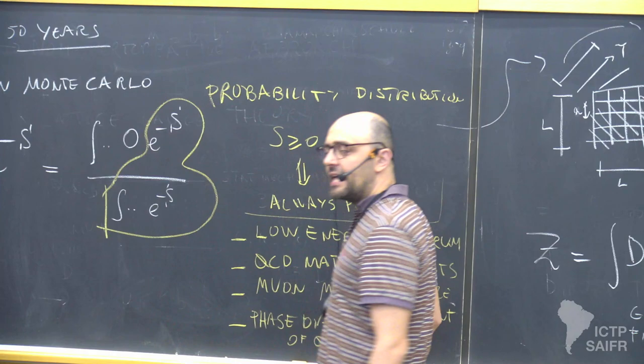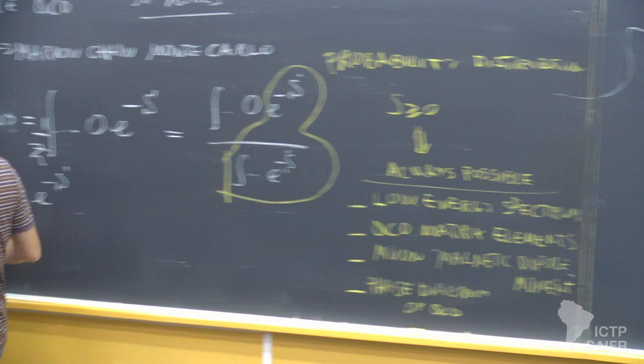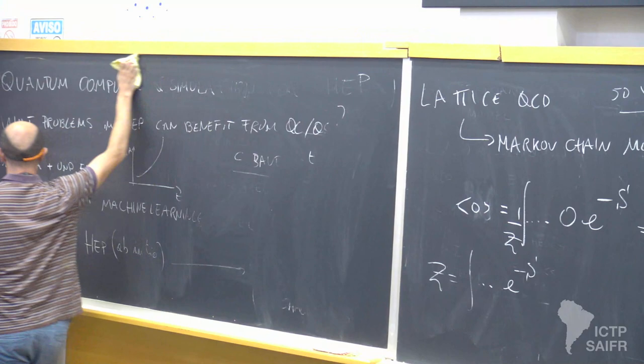And the phase diagram of QCD is not interesting just because we are theorists, we have a Lagrangian, let's study the phase diagram. I mean, it's interesting because there is, of course, direct experimental consequences. Now, let me just sketch it very briefly.